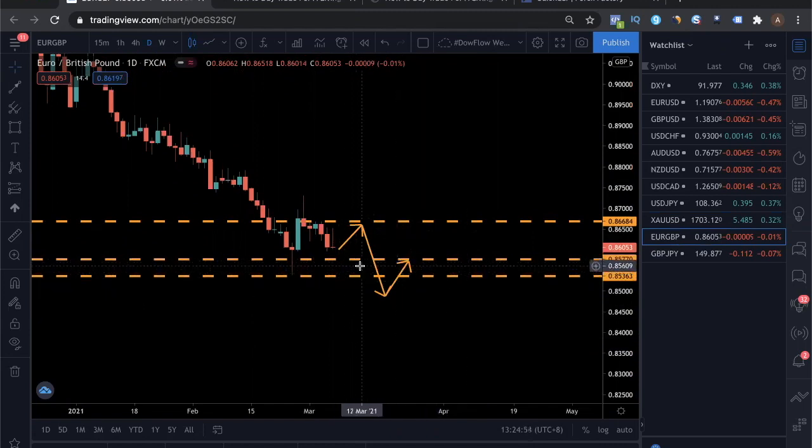Again, same thing as the gold trade. Please do not try to be a hero and trade counter trend. Okay, there are plenty of good setups that are with the trend. So stick with the trend and do not go counter trend.